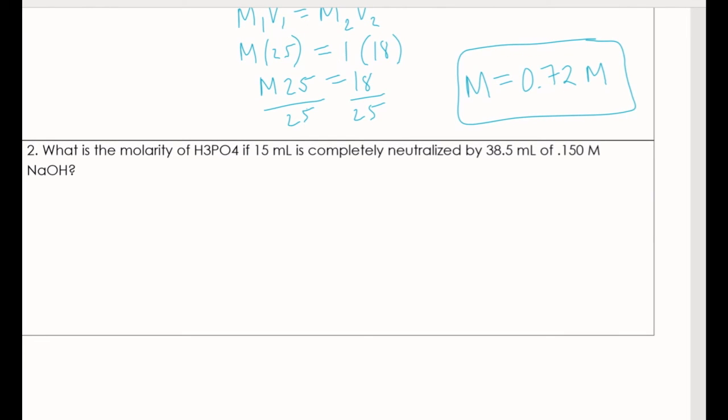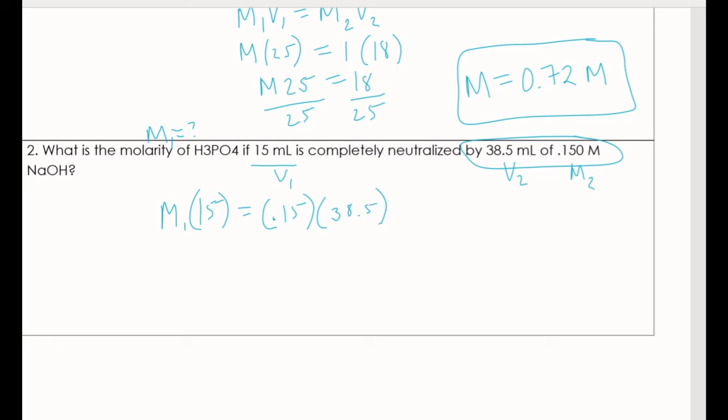All right, second example. What's the molarity? It wants to know what is M for H3PO4 if 15 milliliters, that's a volume, is completely neutralized by 38.5 milliliters of 0.15 molar. Again, any numbers that are together are just going to go together. That's the only part you really got to worry about. So I'm just going to plug in these numbers. Plug in V's and M's.